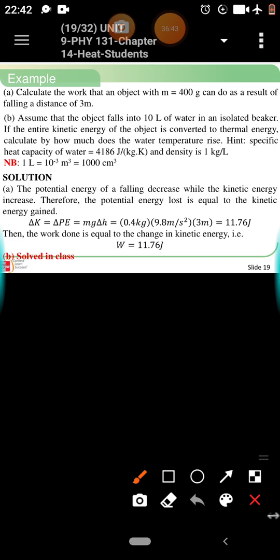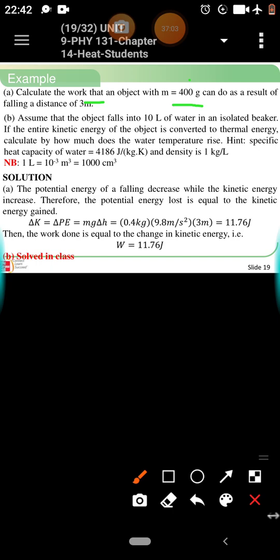they say here, calculate the work that an object of this mass can do as a result of falling. You need to convert this into kgs. Calculate the work, calculating work now. Calculate work an object with mass m can do as a result of falling a distance of 3 meters.